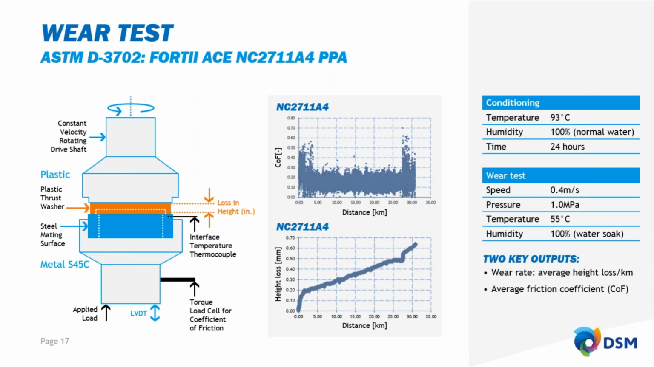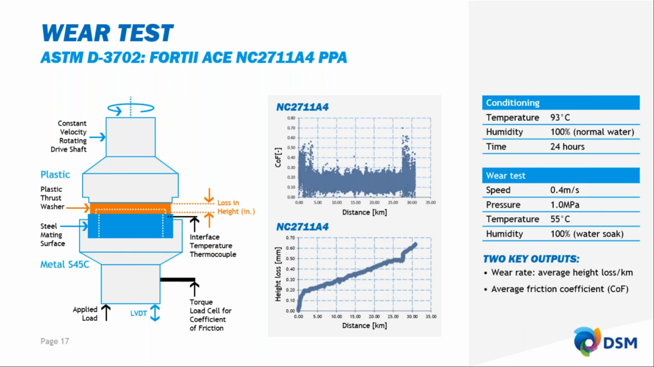So one of the things that DSM has done is we've taken some of our thrust washer measurements. This is actually done on a Lewis research tribology equipment, and we've done an ASTM D3702. So basically what we're doing is taking the injection molded thrust washer on a steel mating surface, and this is a rotational test. The output of that test is to look at coefficient of friction, as well as we characterize the height loss in that thrust washer over time under certain PV conditions.